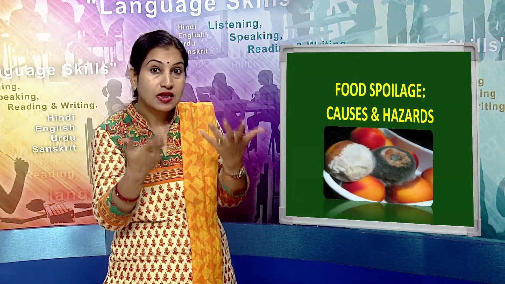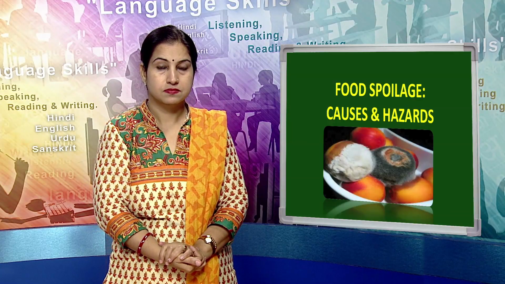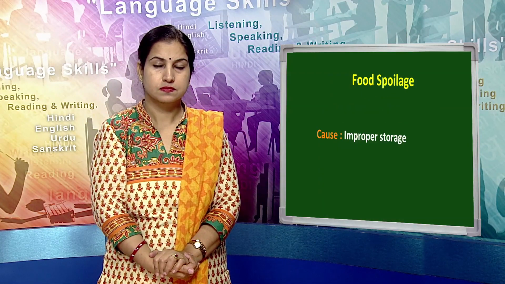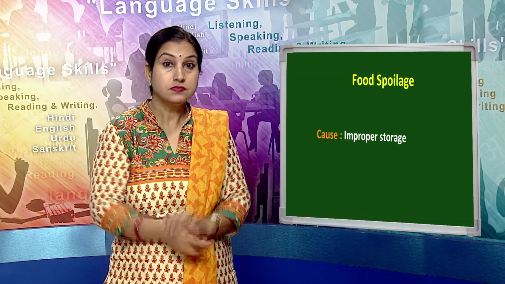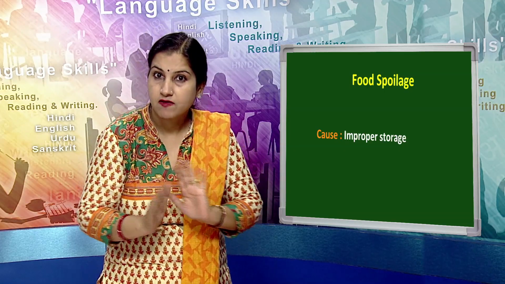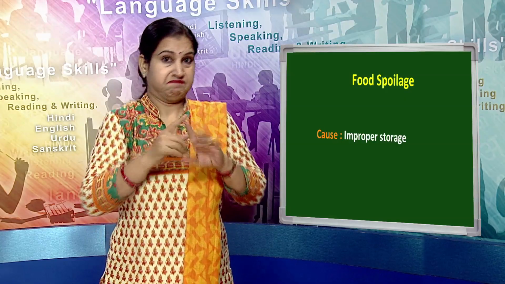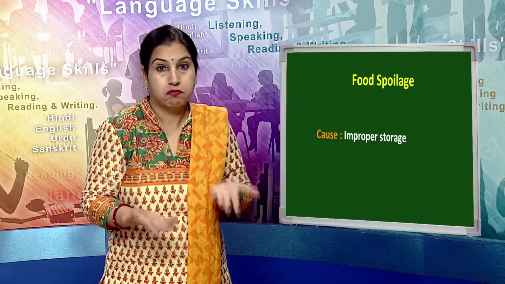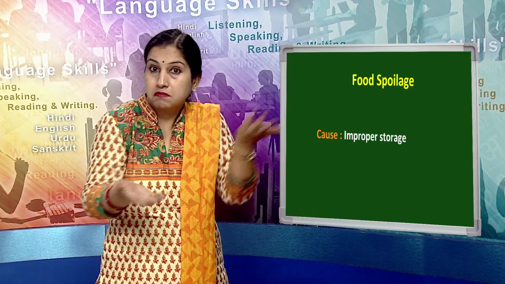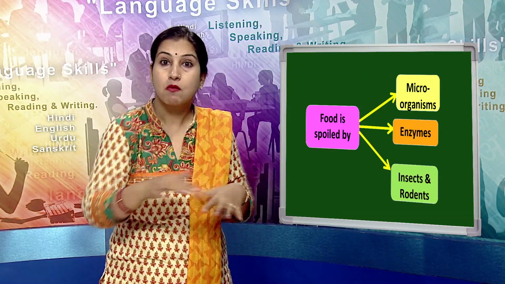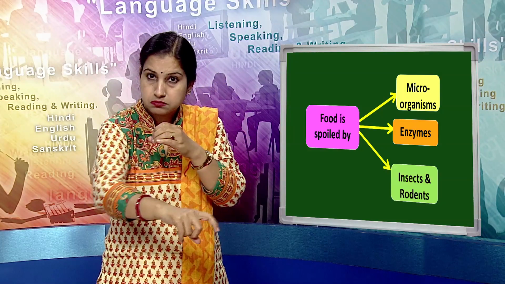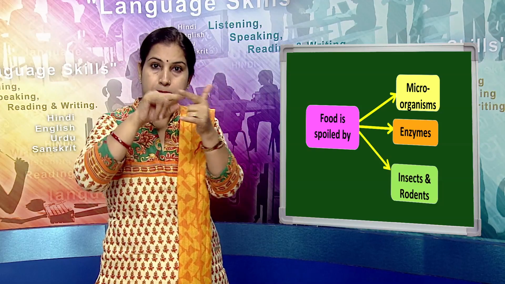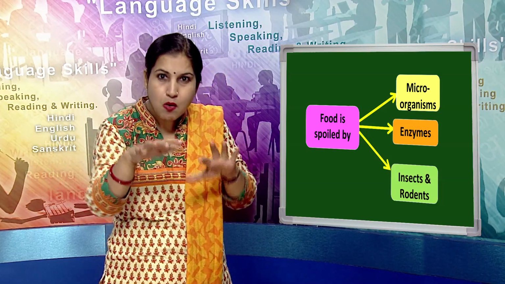You can see the picture of food spoilage. Now let's understand the causes and hazards. What is food spoilage? It occurs when quality of food is damaged, hence it becomes unfit for human consumption. The cause is improper storage. Food is spoiled by microorganisms, enzymes, insects, and rodents.